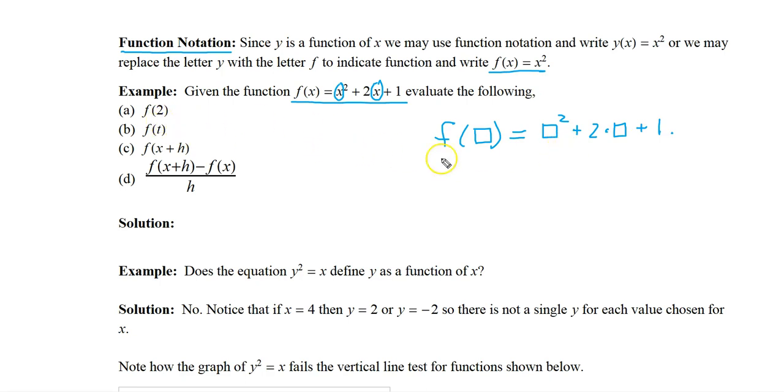So what would f of 2 equal? Well, for f of 2, you put the 2 in place of each x. 2 is like the box here. And so of course that's going to be 2 squared.